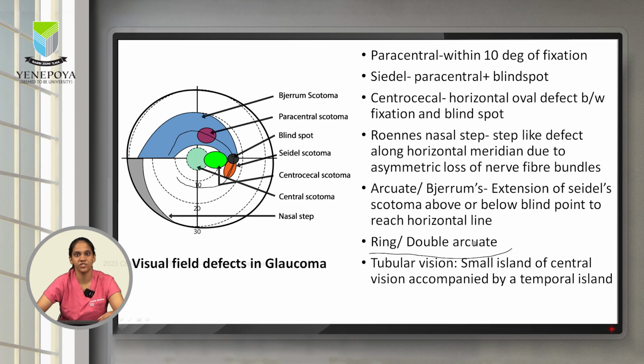What is tubular vision? Tubular vision is the last thing, the end stage of glaucoma, let's put it that way. So only this central field of vision is available.